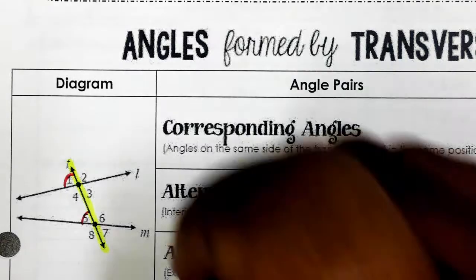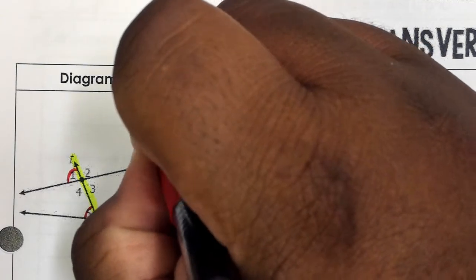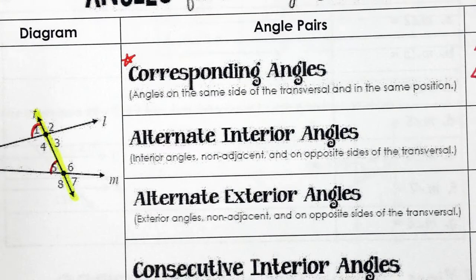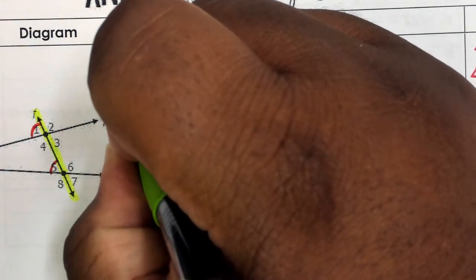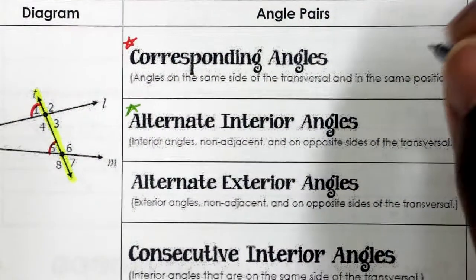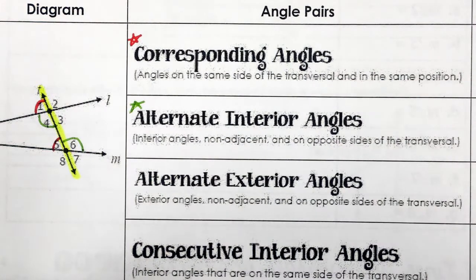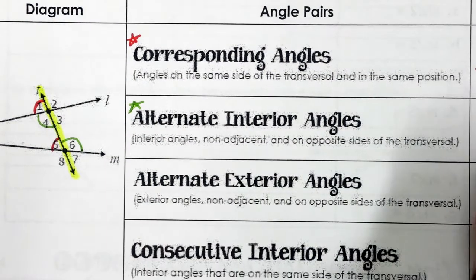And I meant to put a little key up here. Did those in red. I'm doing this in green. So angle 4 and angle 6, I would consider those alternate interior angles. Angle 4 and angle 6.